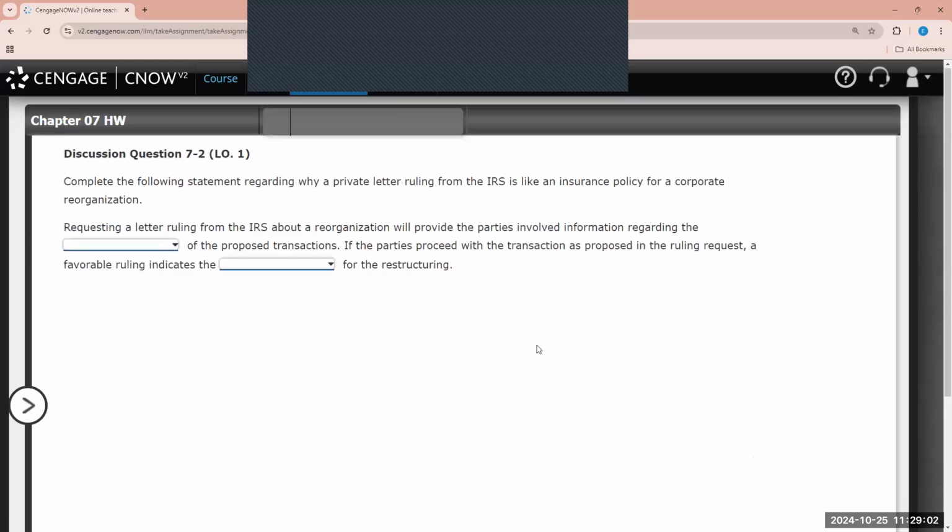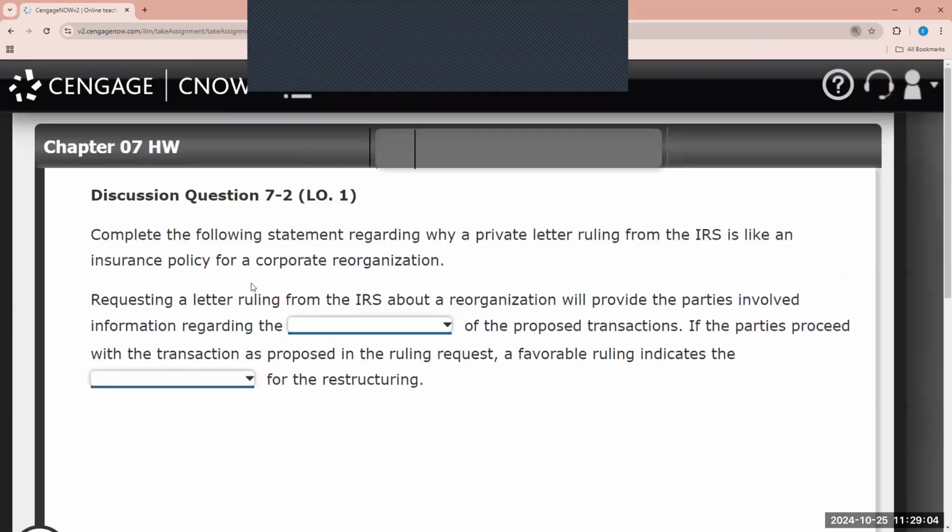So we move on to the next question, and this question states, complete the following statement regarding why a private letter ruling from the IRS is like an insurance policy for a corporate reorganization.